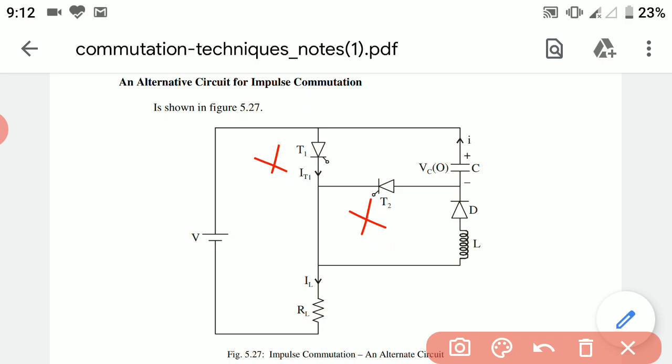This is the actual process and the difference between class C and class D commutation technique, that we have turned off the two thyristors here. In this condition, neither thyristor T1 is conducting nor thyristor T2 is conducting, because here we modified the class C commutation circuit by including an inductor L and a diode D. Now we will look at the waveforms of this circuit.